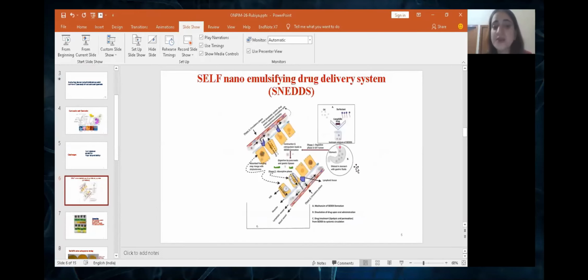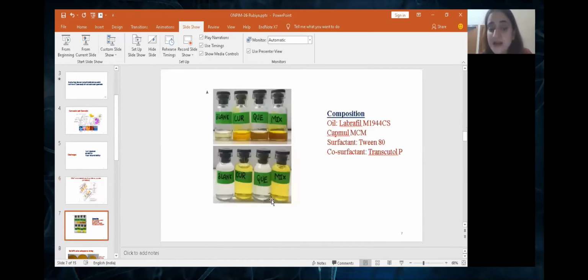So in order to overcome these challenges, we have developed the self-nano-emulsifying drug delivery system, SNEDDS, of curcumin and quercetin. By developing these SNEDDS of curcumin and quercetin, we will enhance the solubility of both the drugs, and the drugs will also be protected from enzymatic degradation in the GIT. These are the SNEDDS formulations for individual drugs as well as a mixture of both the drugs. The composition we have taken is oil Labrafil, Capryol, surfactant Labrasol, and co-surfactant Transcutol.